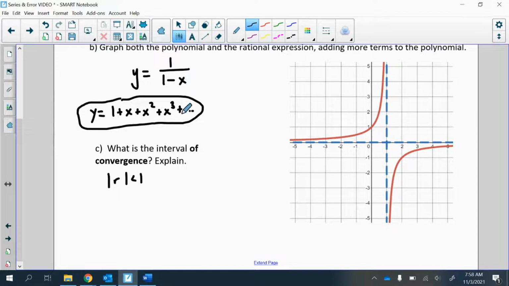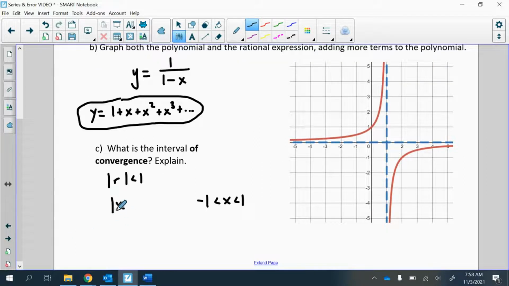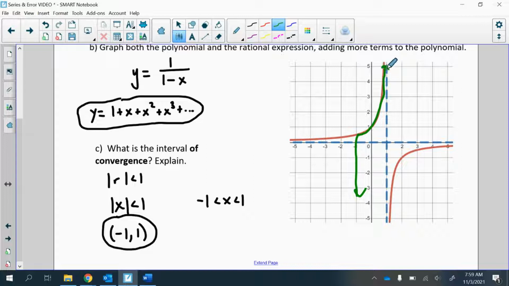So if I think about what this worked for, it worked for -1 to 1 for x. Well, what was r? R was x. So that means the absolute value of x has to be less than 1. And if I think about when that works, that's in the interval -1 to 1. So if you notice, we had something that looked very much like it from -1 to 1, but then never outside.